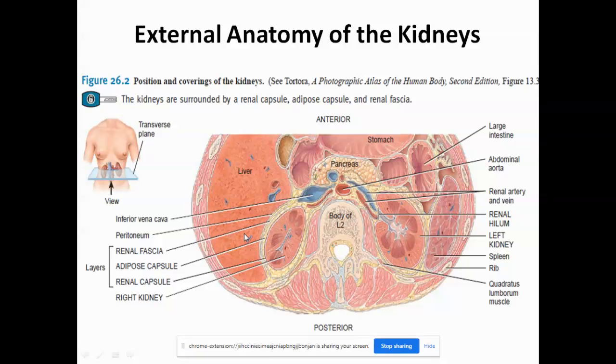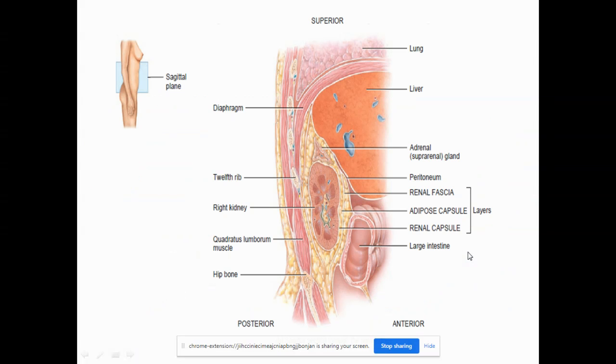As I told you, there are three layers which surround the kidney. The innermost layer is called the renal capsule, followed by the middle adipose capsule and the outermost superficial renal fascia. These are the three layers which protect the kidney and position it in its place. You can see there is the spleen and the ribs here.